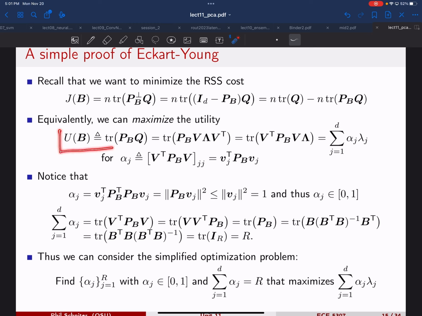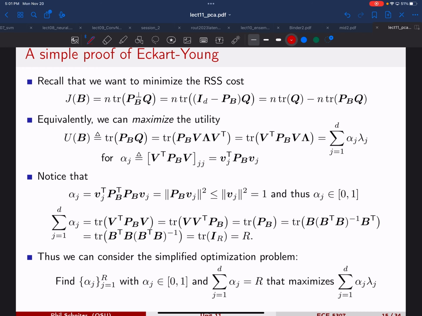So instead of focusing on a cost, let's focus on a utility, which is sort of the opposite of a cost. So let's maximize this. Okay, let's plug back in Q. For Q, we're going to use this eigendecomposition, V lambda V transpose. Now we can play our game with the trace. We can move V transpose to the front like this.